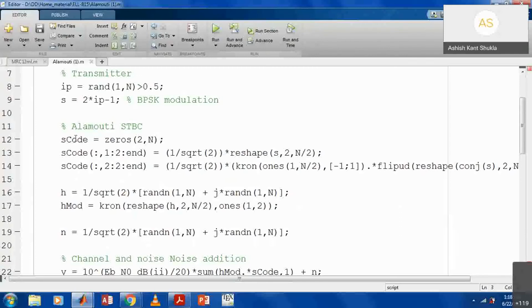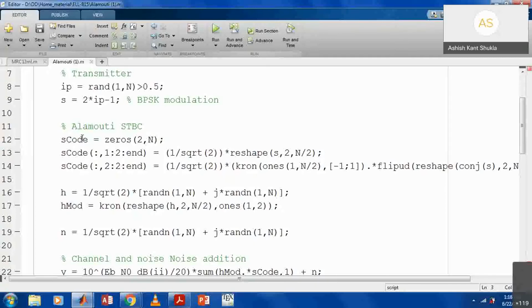So in line number 12, we have just obtained a zero matrix of dimension 2 cross n. So it's an S code matrix, which is a zero matrix of dimension 2 cross n. It has all the elements 0, and later on we will start filling this matrix.